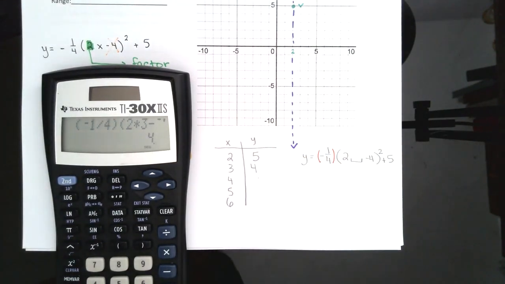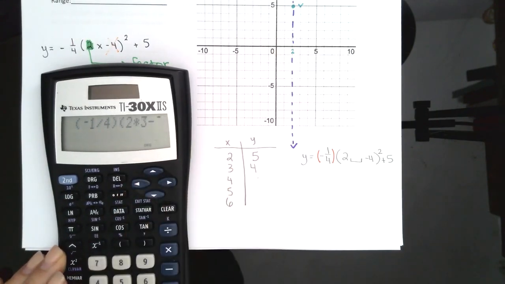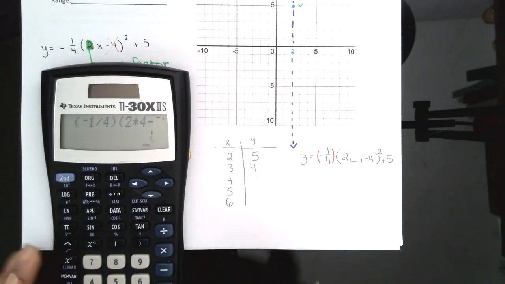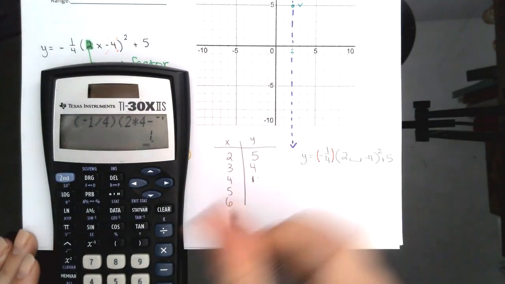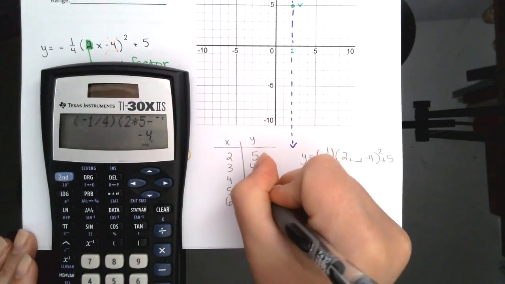Now, instead of retyping this every single time, I'm going to go up on the calculator. This 3 that I inputted, which is blinking right now, I'm just going to type in 4 and change it to 4. Enter. I get 1. Once again, 5, and I get -4.